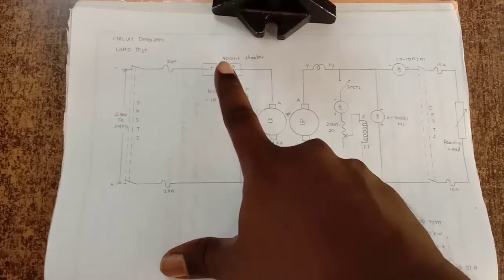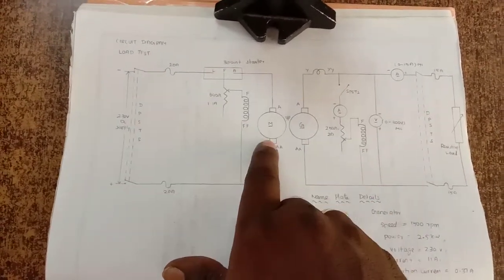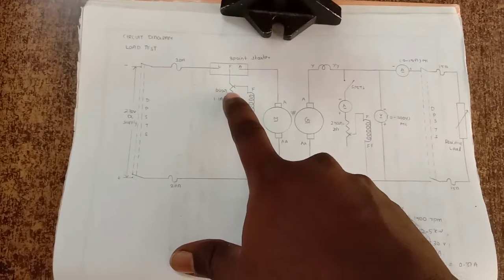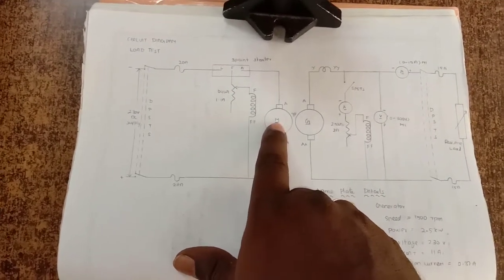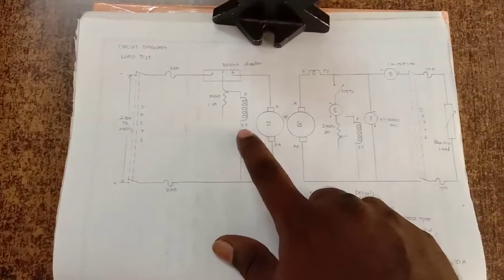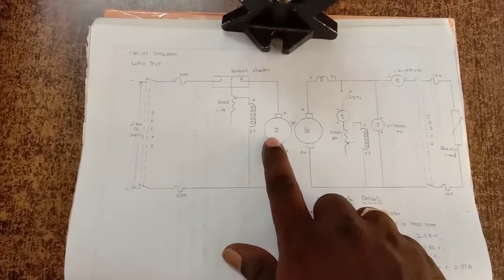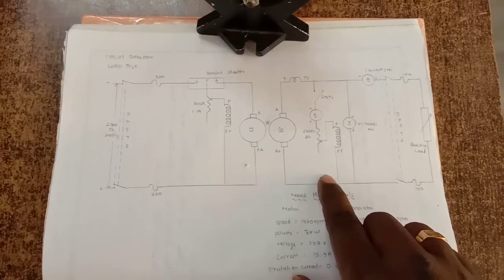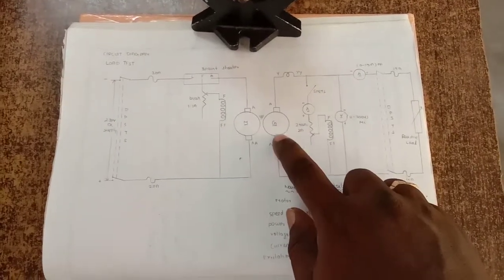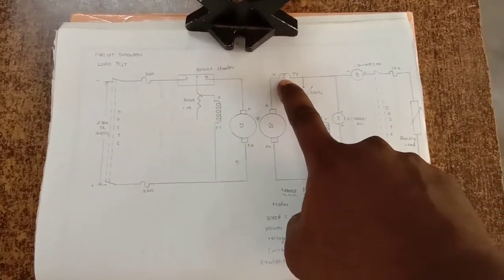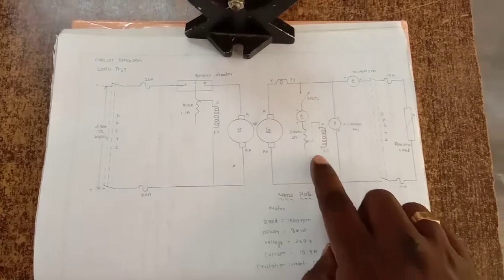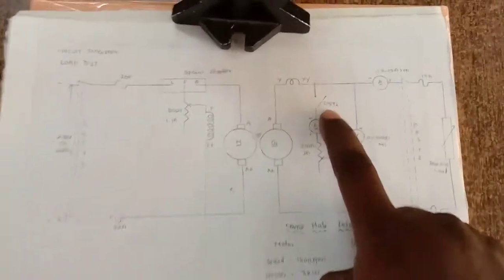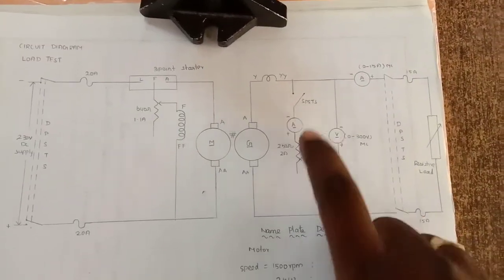So by means of 3-point starter we are starting this motor, and by varying this rheostat we are varying the speed of the motor. So first thing, we have to set the rated speed for the motor. For this we are using this rheostat, and in the generator side we have armature and some field winding. There is your series field winding. And here we are having some SPST switch, that is single pole single throw switch.